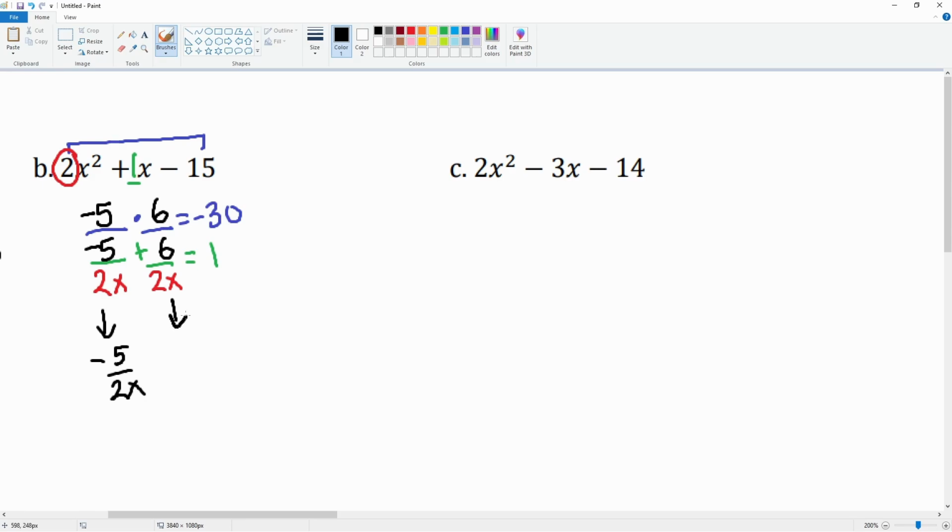Does the 6 over 2x simplify? Yes, 2 goes into both. 2 goes into 6 3 times. 2 goes into 2x 1x time. Okay, no one really writes the 1 though, so we can just write an x. In factored form, it is the bottom plus the top, so it is 2x minus 5 in one set of parentheses and x plus 3 in the other set of parentheses.